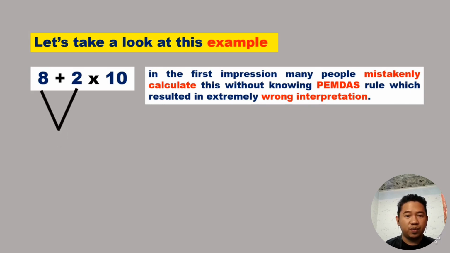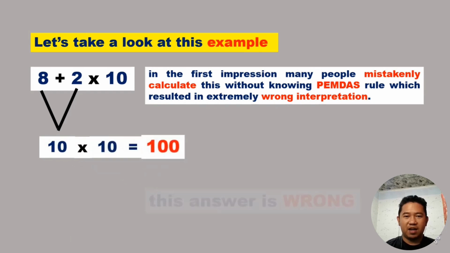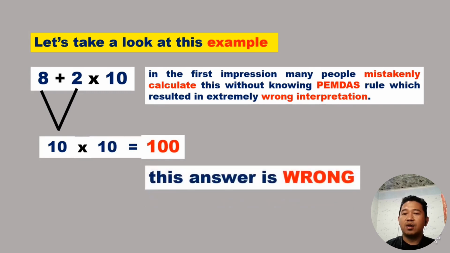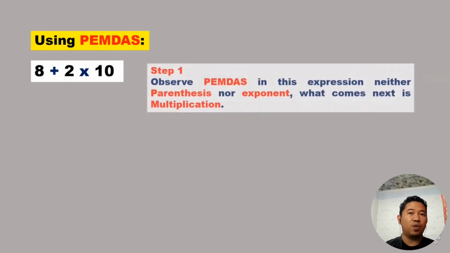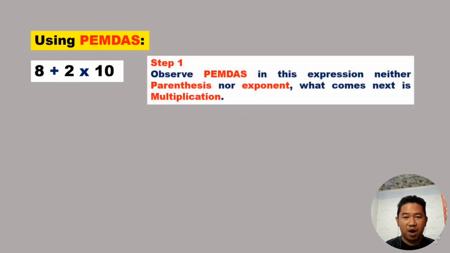Now, 8 plus 2, what's the correct answer? Very good, that's 10 times 10, and the answer is 100. But we're looking for the PEMDAS rule. So 100 is wrong. So using PEMDAS, this is how we are going to solve the problem.